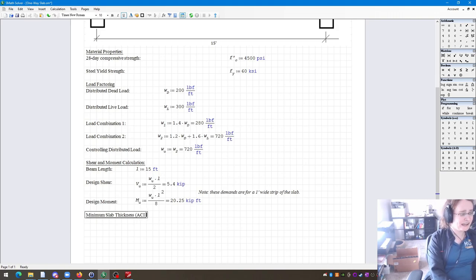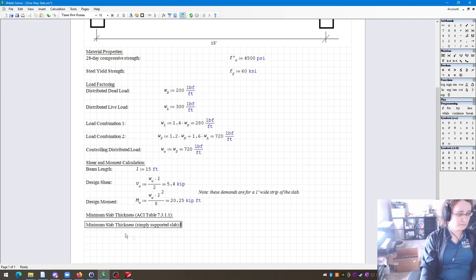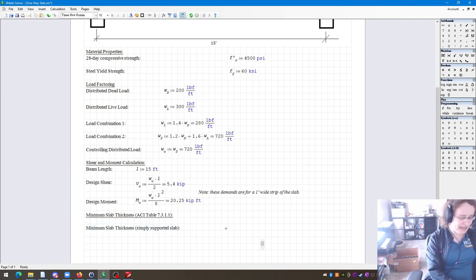And again, this is ACI Table 7.3.1.1. So we do have a simply supported slab, and always good to annotate. So I'll say it's a simply supported slab. And let's just say h equals L over 20. And I will report this in inches. So our minimum slab thickness is going to be 9 inches.